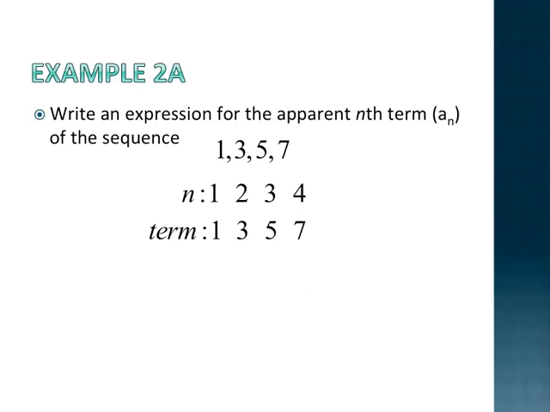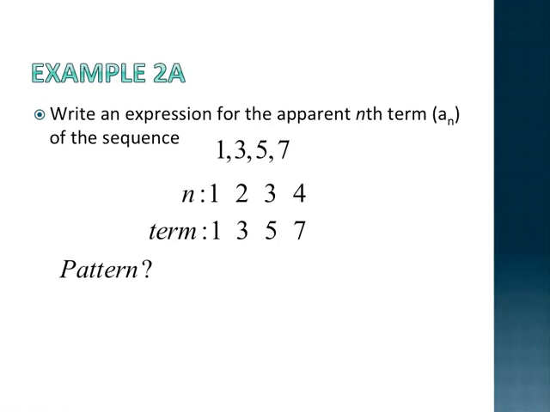Because we're writing an expression in terms of n, it's helpful to have n to work with and try to figure out what we have to do to n in order to get a sub n, which is the actual term itself. So this takes a little bit of practice and looking at the numbers and playing around with them a little bit. But in this particular case, you can see that each term is 1 less than 2 times n.